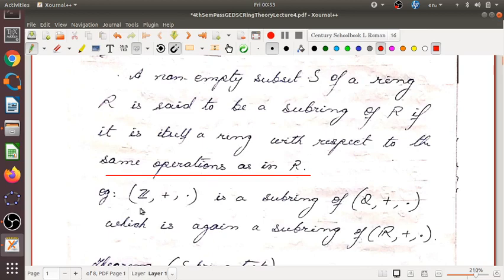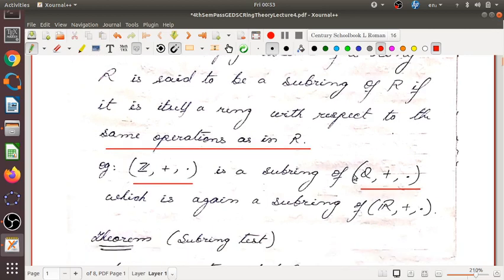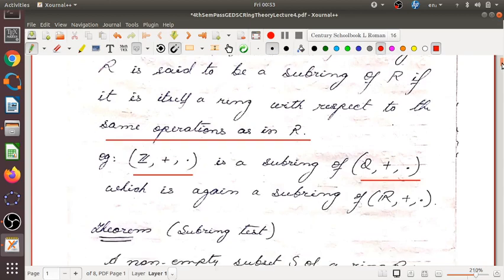Okay, for example, we will see that the set of integers with respect to addition and multiplication is a subring of the ring of rational numbers with respect to addition and multiplication, which is again a subring of the ring of real numbers with respect to usual addition and multiplication. Okay, we will see some other examples as well.